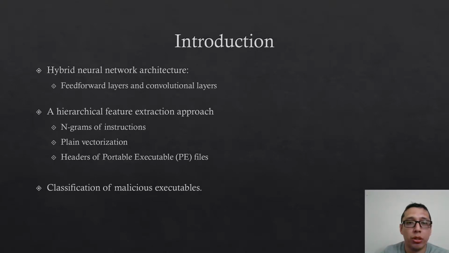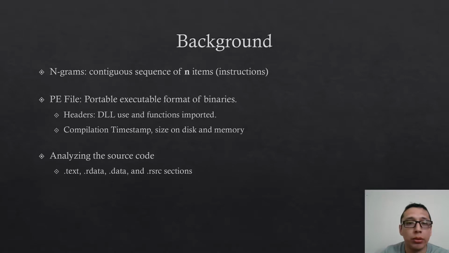Here's the introduction. This paper explains a neural network's performance as an approach to a classification model of malicious executables. The neural network used was a hybrid architecture that combines feed-forward layers and convolutional layers. It embodies a hierarchical feature extraction approach that combines convolution of n-gram instructions with plain vectorization of features from the portable executable file. And the background is the n-gram.